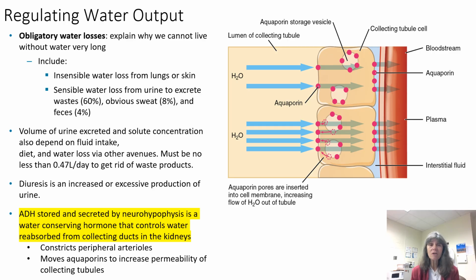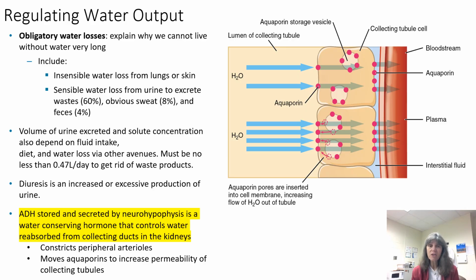And when we talk about obligatory water losses, remember that includes both insensible water loss that we can't tell is going on. That's why it's insensible. We cannot sense the loss. And that usually occurs from the lungs or the skin. And sensible water loss, such as urine, in which we excrete waste products. So about 60% of our sensible water loss occurs in urine alone. And then there's obvious sweat and feces.